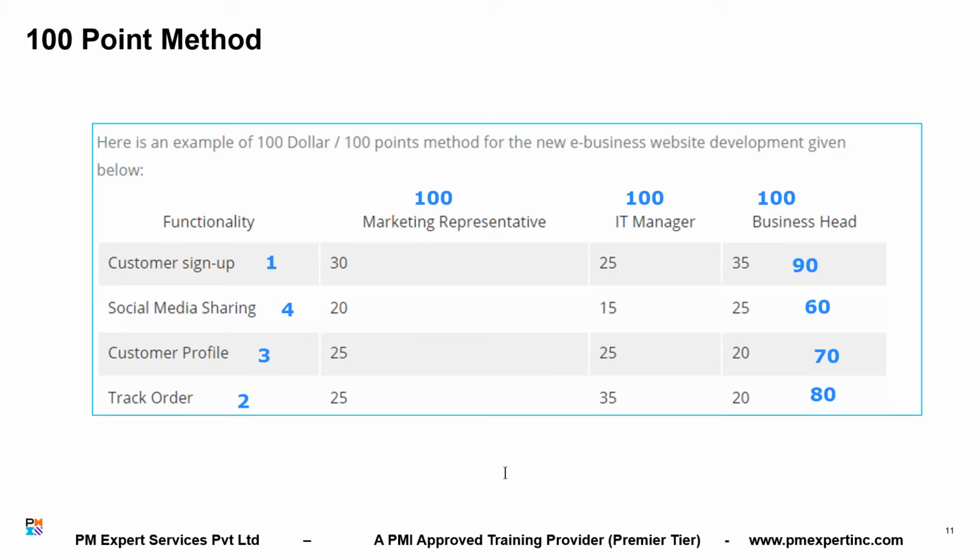Now, any questions on the two methods we have discussed so far? Pankaj, sir, is there any standard or parameter set for how they can assign these dollars? See, these are all business people who understand the system, so they are doing it based on their own idea about the business involved.